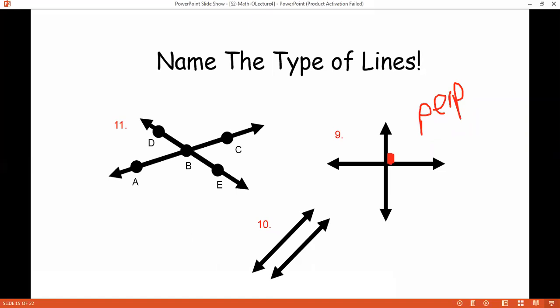Those two lines are intersecting, right? Number 11, they are intersecting. Very good. But what's the intersecting point, Kareem? What's the meeting point of the two lines? The middle. Yes. What's its name? It has a name, right? What's the name of this point?